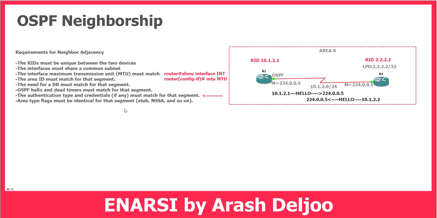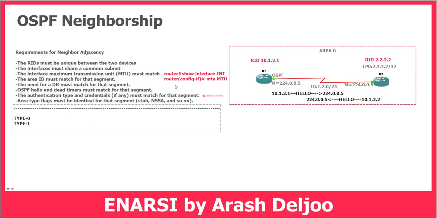Let me talk about the authentication and its details in OSPF. In OSPF, we have 3 types of authentication. Let me explain them because it is so important to understand everything correctly. Look here. In OSPF, we have 3 types of authentication. The first type is type 0, the second type is type 1, and the third type is type 2. What does it mean?